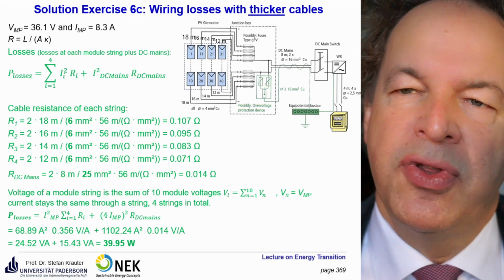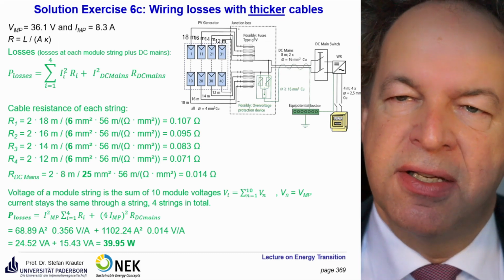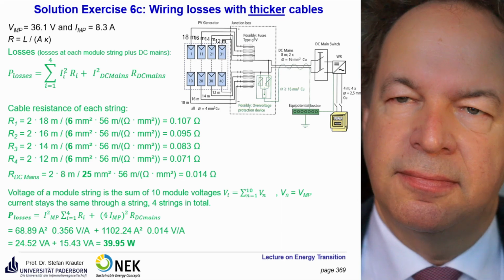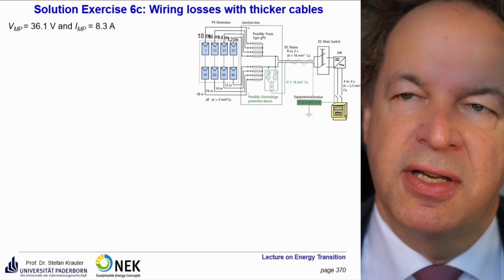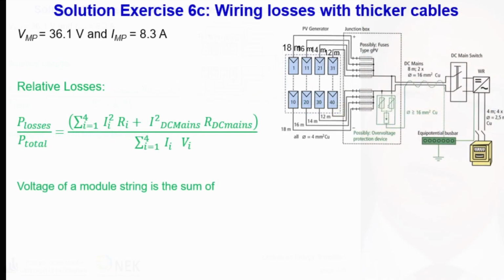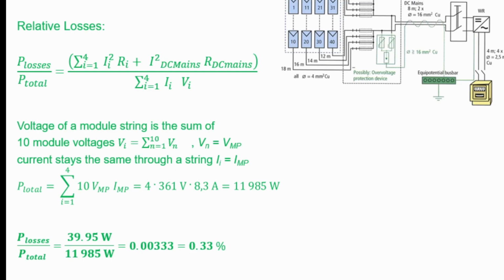And also, if you do the calculations, take a look at the units you have here. So losses is in watt. So this should also come out of your calculations. The power losses. If you have energy losses, it must be watt hour, kilowatt hour, megawatt hour, and so on. The relative losses: we divide that by the total power output of our power plant. It's the same as before. So it's still 11.985 kilowatt, and the relative losses are 0.33% only, compared to the 0.47% as before.